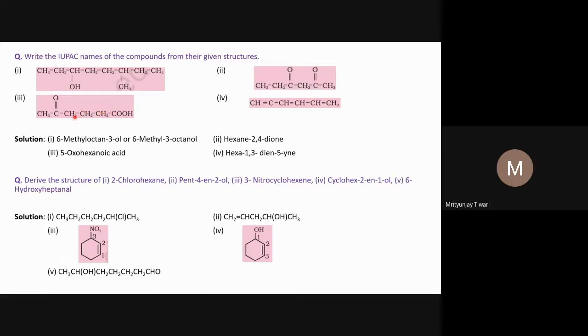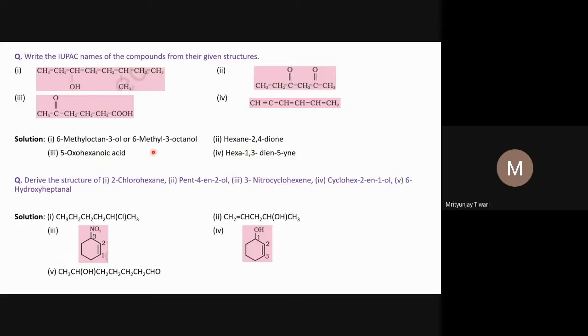So 1, 2, 3, 4, 5, 6. Total 6 carbon atoms, so the numerical root will be hexane. At the fifth position, one oxo group is attached, meaning the ketonic group is at the fifth position. So this group will be written as a substituent: 5-oxo, and with 6 carbon atoms, hexane, oic acid. The E of hexane is removed in this case because O is a vowel. So 5-oxohexanoic acid, and there is a space between oic and acid in this case. Anywhere else we have not provided any space.